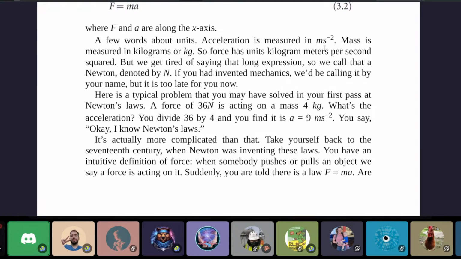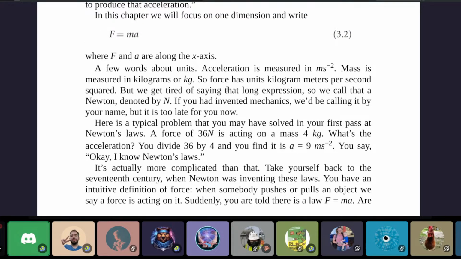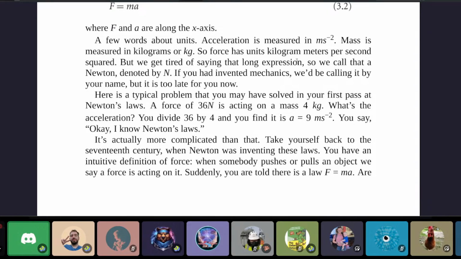A few words about units. Acceleration is measured in meters per second squared. Mass is measured in kilograms or kg. So force has units kilogram meters per second squared. We get tired of saying that long expression, so we call that a Newton, denoted by N. If you had invented mechanics, we'd be calling it by your name, but it's too late for you now.